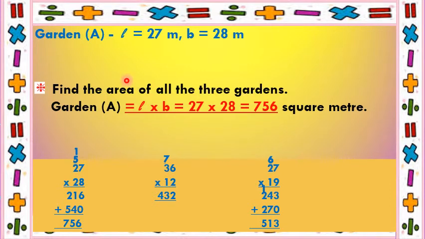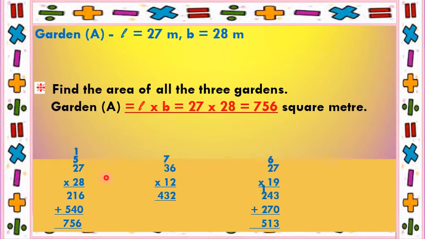Children, do you remember the formula for finding area of a rectangle? Area of a rectangle is length multiplied by breadth. And remember, all these 3 gardens are also rectangles. Area of garden A is length multiplied by breadth, that is 27 multiplied by 28.